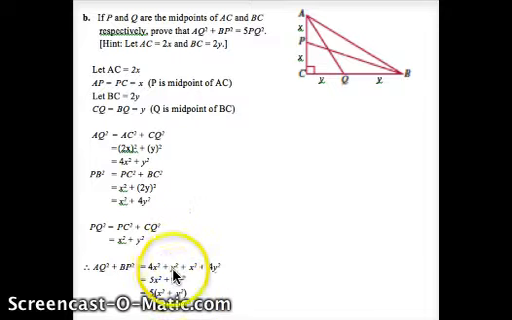Now, actually what I should have done first is just write up this expression here for PQ squared. Once again, we know that PQ squared is PC squared plus CQ squared. We can just put those values in, which is x squared plus y squared. So coming back down here, we know that x squared plus y squared happens to be PQ squared, so we replace this x squared plus y squared with PQ squared. Therefore, we can see that we've proven what we set out to prove, which is that AQ squared plus BP squared is 5 lots of PQ squared. And that's the end of the proof.